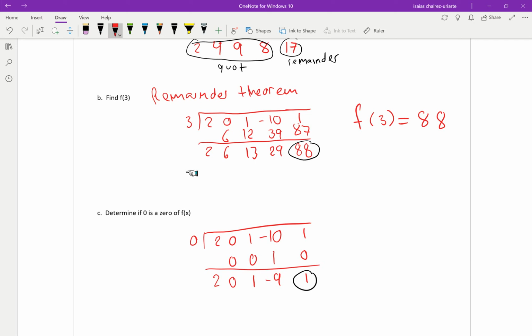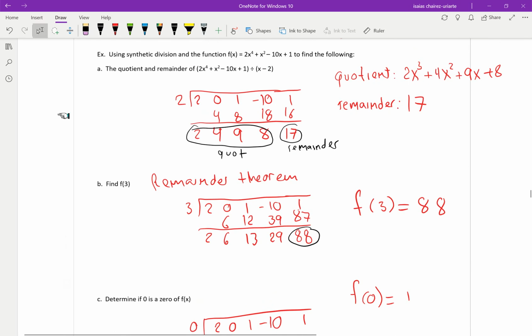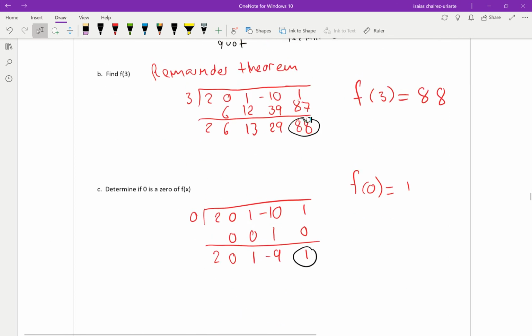So I guess what we can conclude is that f of 0 happens to be 1. Which makes sense. If you look at the original polynomial, if you replace all of your x's with 0, well, all of these terms go to 0, and all you have left is this lonesome 1 right there. So f of 0 is 1, which means that I guess our conclusion is that 0 is not a 0 of f of x.